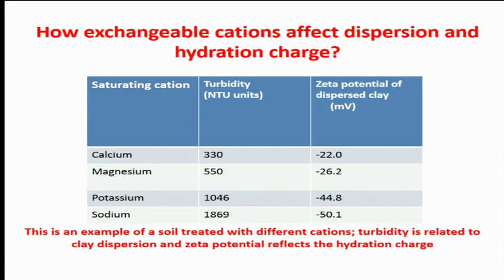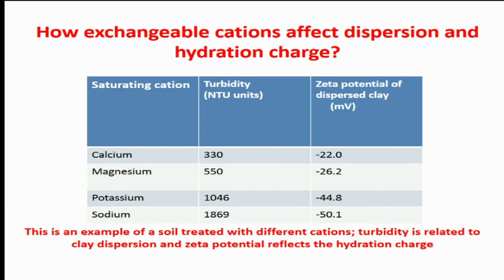Now, this is another example: the same soil saturated with calcium or magnesium or potassium or sodium, and the turbidity was measured and the zeta potential of the dispersed clay was also measured. You can see calcium has very low zeta potential and also very low turbidity. Here I want to emphasize this experiment was done on a mechanically dispersed sample, not a spontaneous dispersion.